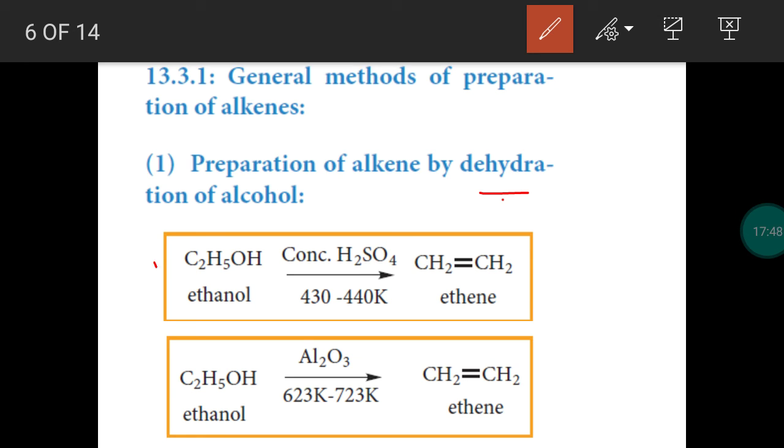You take alcohol, and when it is heated with excess concentrated sulfuric acid at 430 to 440 Kelvin, a water molecule will be eliminated. We will get ethene. This is the first member of the alkenes. Another method is passing the vapors of ethanol over alumina at 623 to 723 Kelvin. We will get ethene. IUPAC name ethene. What is the common name? Ethylene.